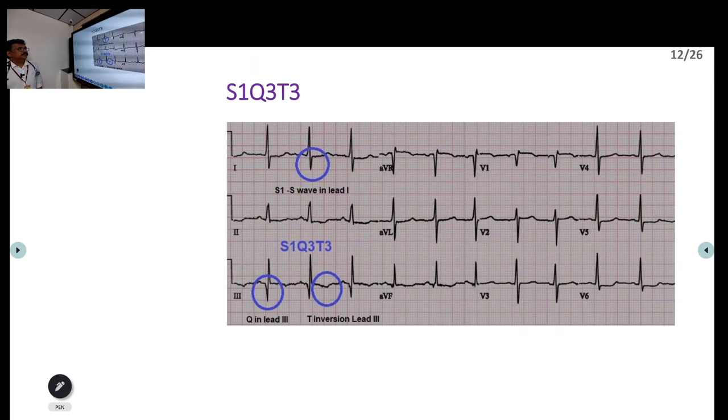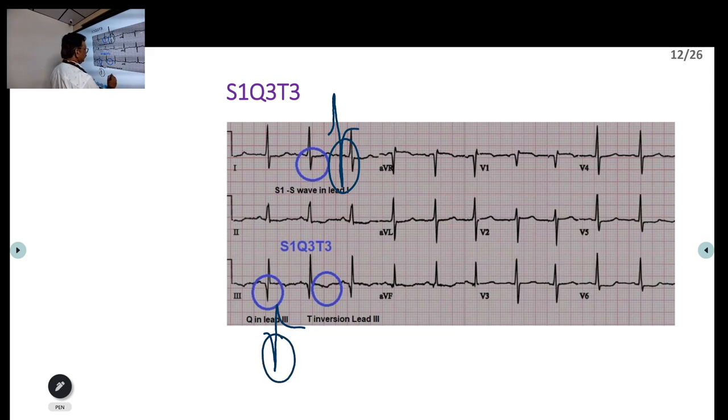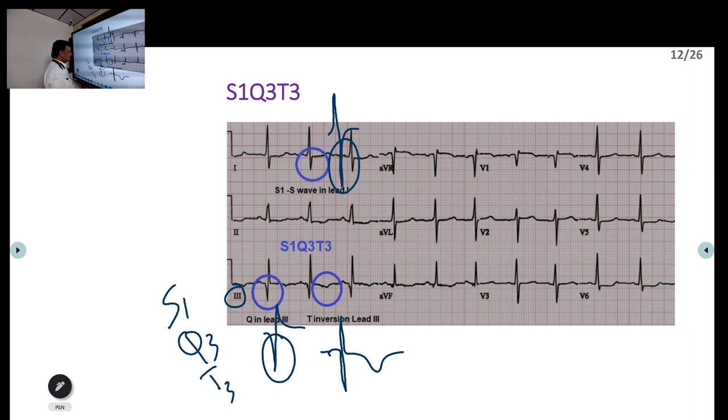So here you can see S1, Q3, T3. There is a deep S wave. You can see here in lead one, S is deep. The negative complex is deep. So S1. Then you take lead 3. Q3 means there is a significant Q wave. The first negative wave is a Q wave. So there is a Q wave, then T wave inversion. That is in lead 3. So deep S in lead 1, Q wave in lead 3, and T3. S1, Q3, T3.